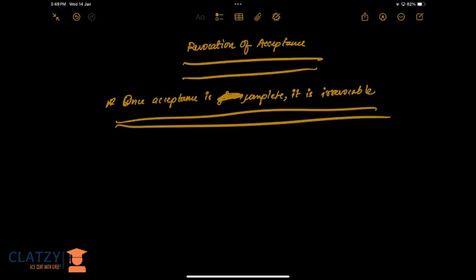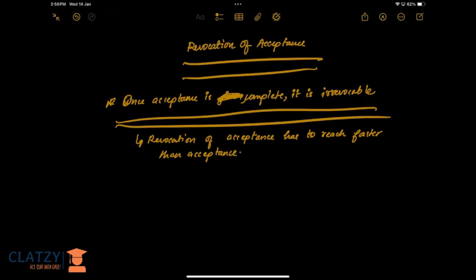So we know that after an acceptance is complete, there is a valid agreement. Therefore, if the offeree wants to cancel his acceptance, he will have to do so before the acceptance is complete. Which means that the revocation of acceptance has to reach faster than acceptance.